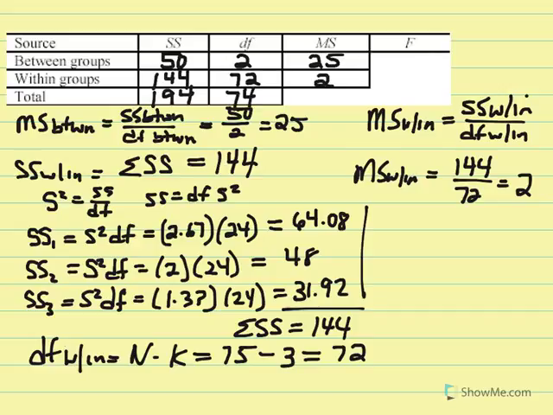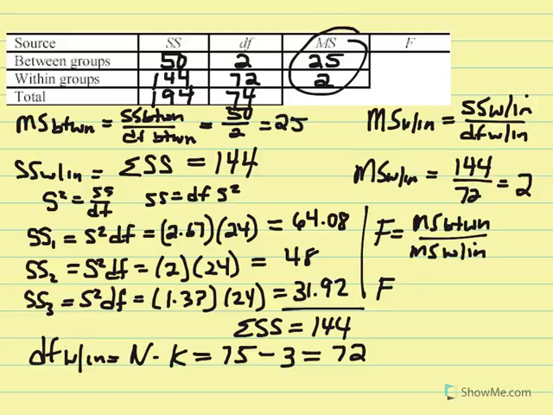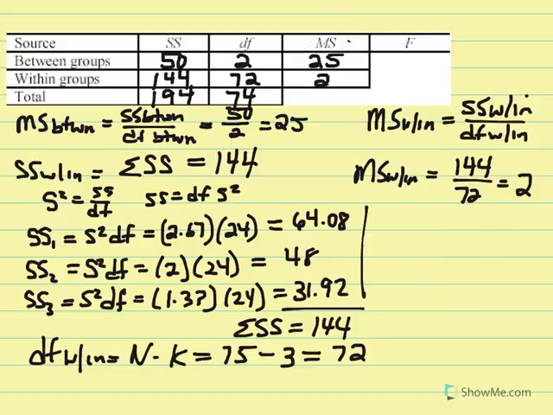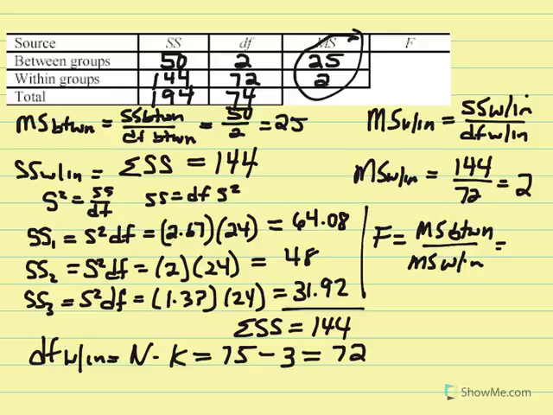So everything's been filled in, and now we can calculate our F ratio, which is equal to MS between over MS within. Again, we're just taking 25 divided by 2. 25 divided by 2 gives us 12.5. Once again, our F is calculated by MS between over MS within. We just calculated those. It's equal to taking these two, 25 over 2.